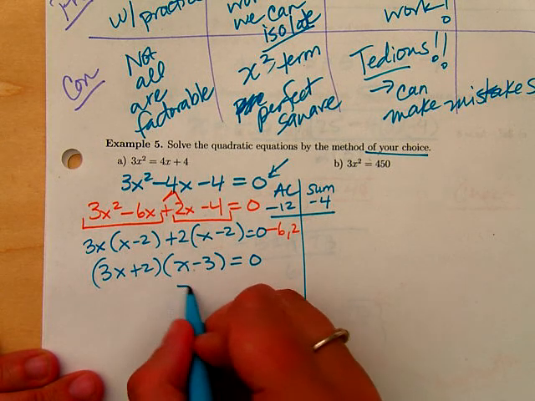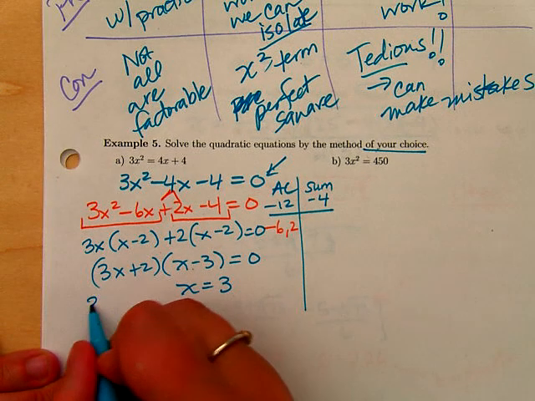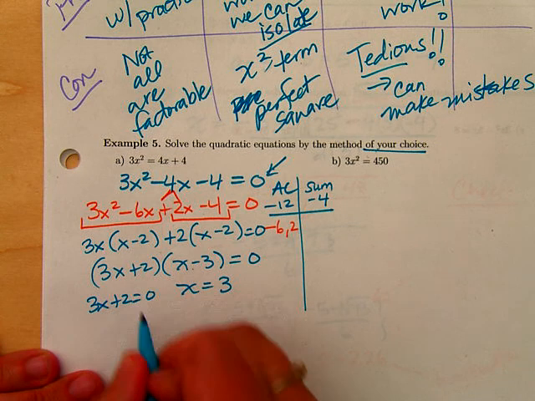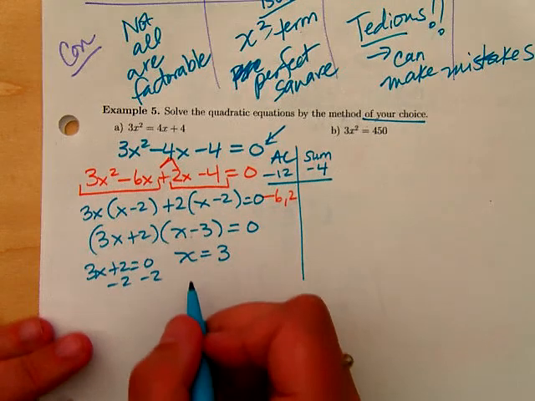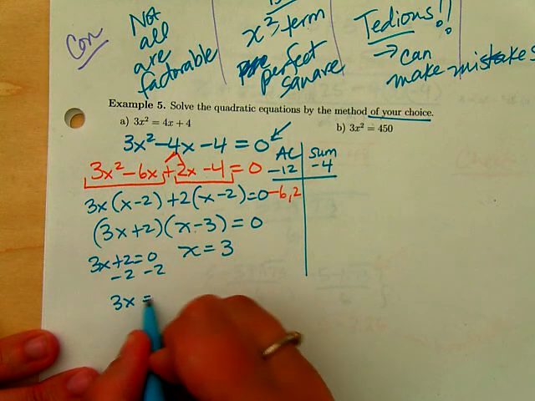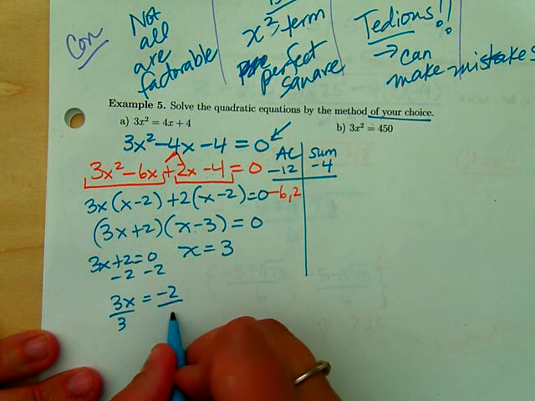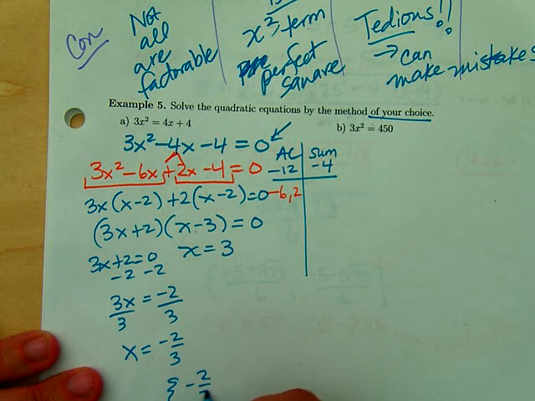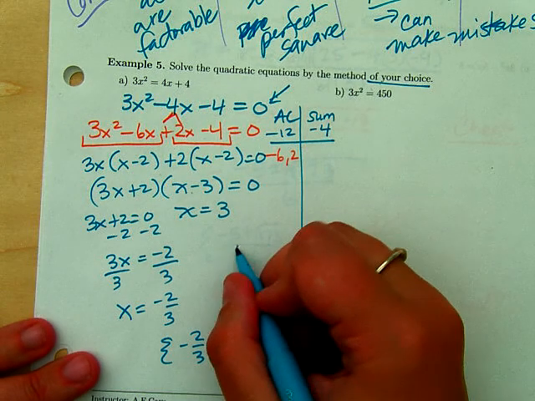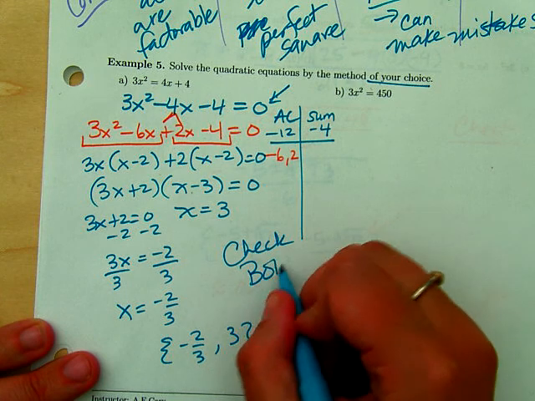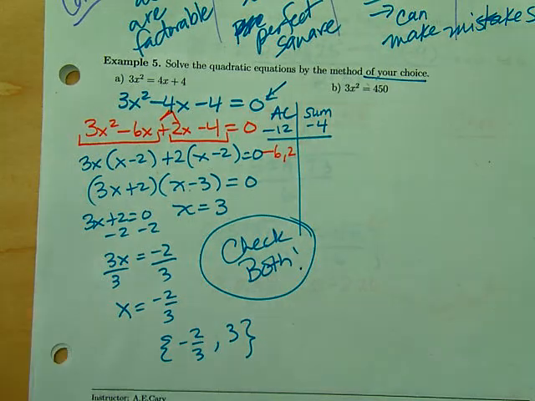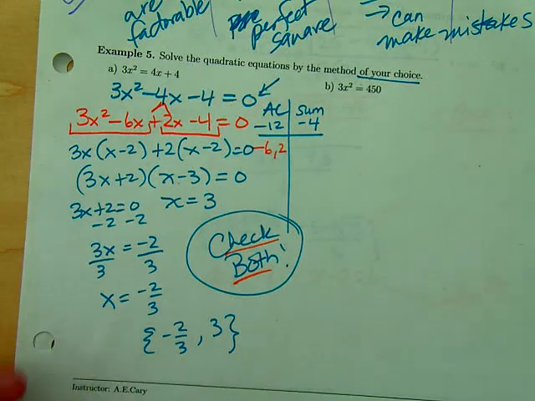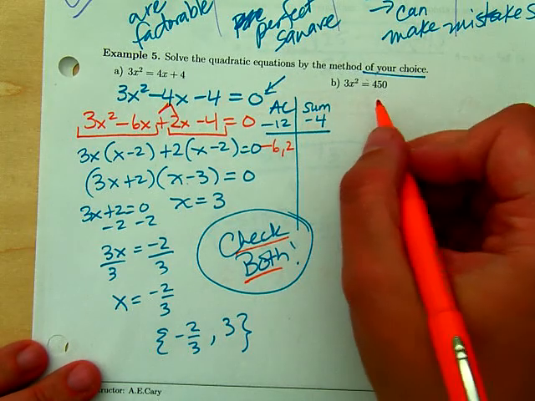And so x will equal 3. And here, 3x plus 2 equals 0. If we solve that one for 0, we get x equals negative 2/3. So negative 2/3, comma, 3 are our solutions. And of course, you will want to check both, okay? Because I'm making this video way too long already, I'm just going to skip the check, but I'm going to remind you to make sure that you do it so you can make sure it's correct.